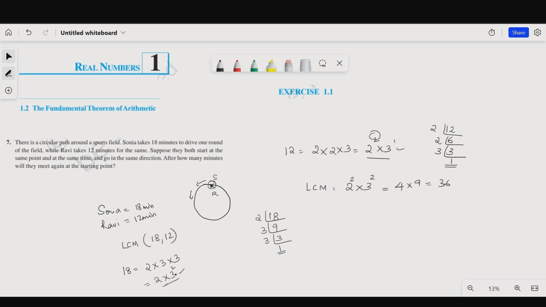So we can say after 36 minutes, Sonia and Ravi will meet again at the starting point.